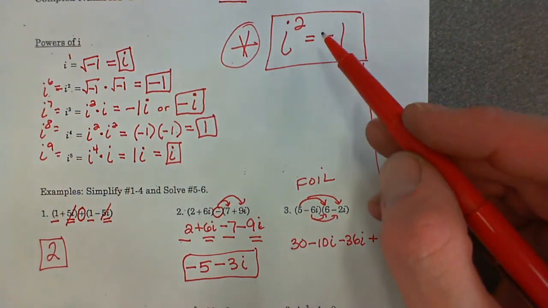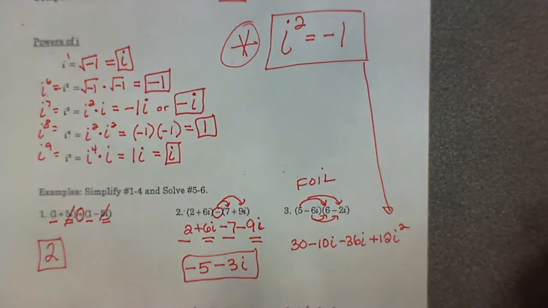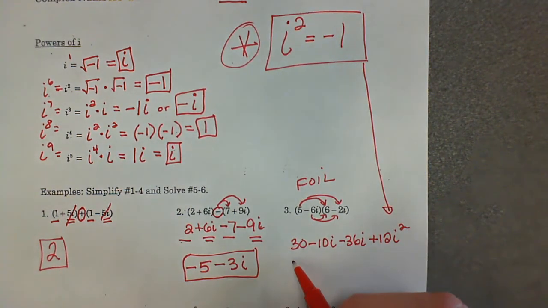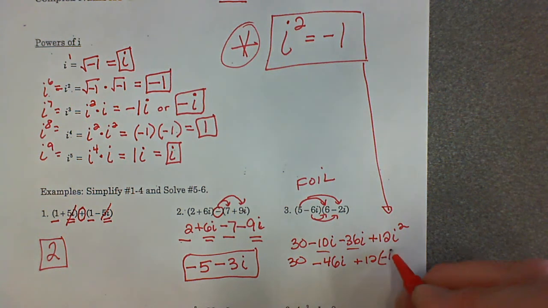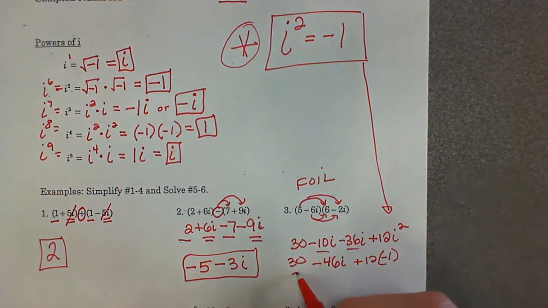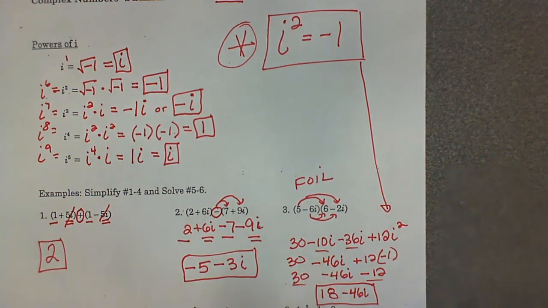Sorry, I guess I should show you that. Your i squared, let's change that to negative 1. So here we've got 30. These two terms can combine together to get you negative 46i. And then this is plus 12 times i squared equals negative 1. So that's 12 times negative 1. So this is 30 minus 46i minus 12. These can combine together to get you 18 minus 46i. And there's your final reduced expression. Okay?